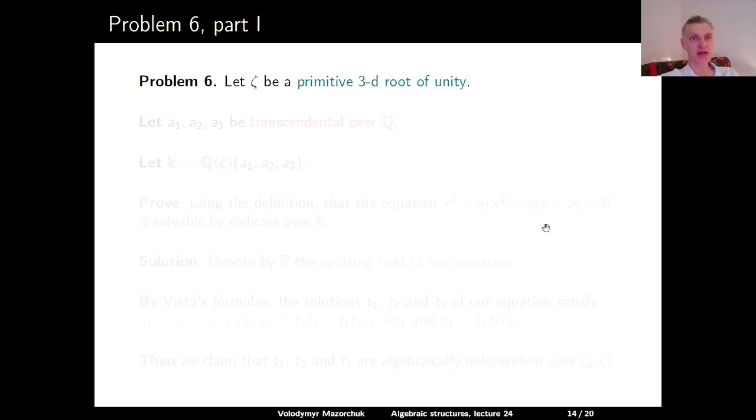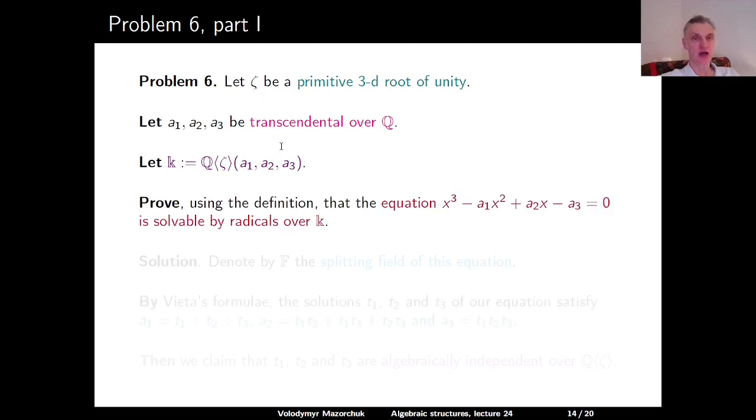Problem 6. Let zeta be a primitive third root of unity. Let A1, A2, and A3 be transcendental elements over Q. Define the field K as the field of rational functions in A1, A2, and A3 over the field which is obtained from the rational numbers by adjoining our third root of unity zeta. Prove, using the definition, that the equation x^3 - A1 x^2 + A2 x - A3 = 0 is solvable by radicals over K.